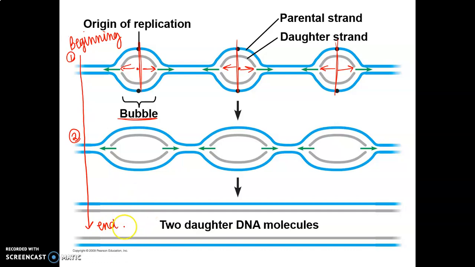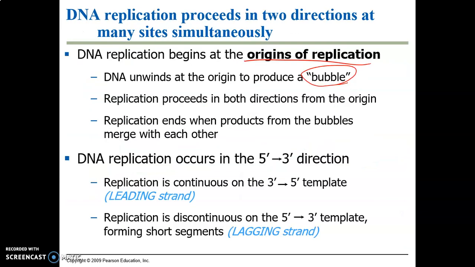And then eventually the bubbles end up running into the bubbles next to them, which ends up flattening out to this third picture that you see. So basically the replication bubbles just run into each other, and when they do, all of the enzymes that we talked about in the last couple of videos just kind of fall off and wait until it's time for DNA to replicate again. So going back up here, replication ends when the products from the bubbles merge together. That's what I was just explaining in that last picture.